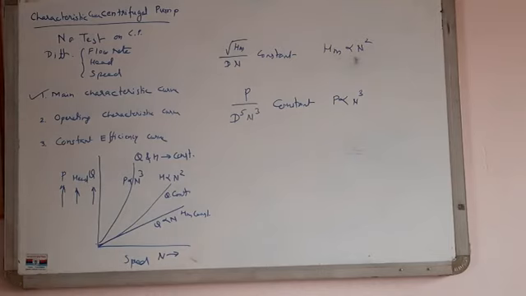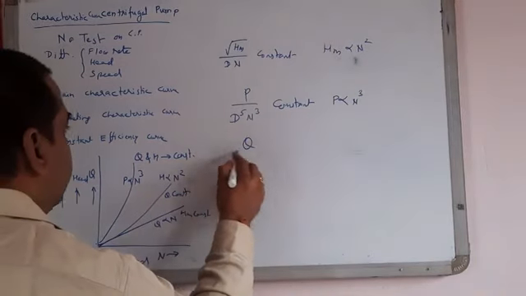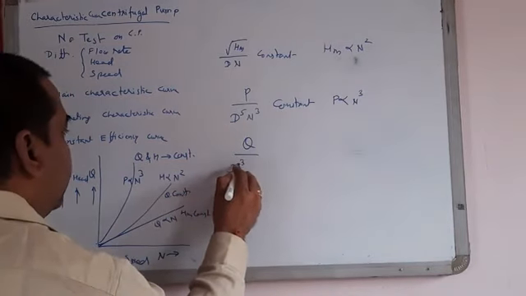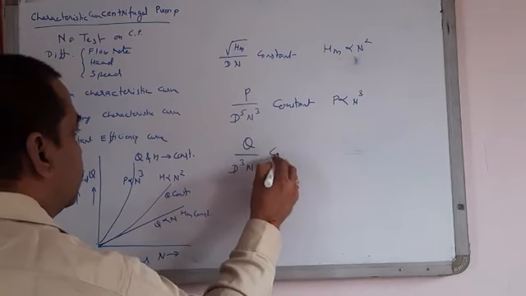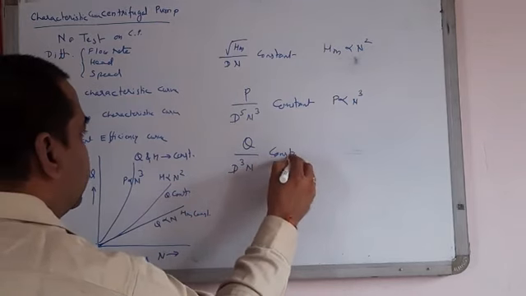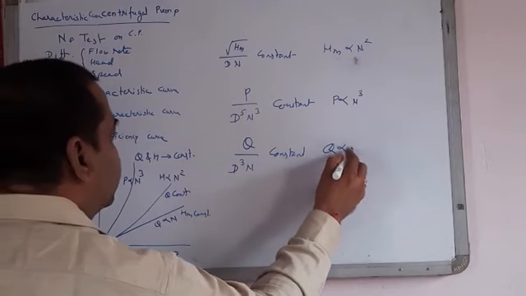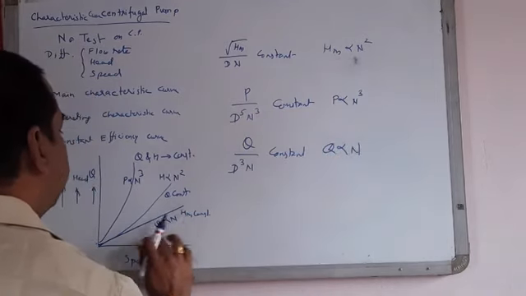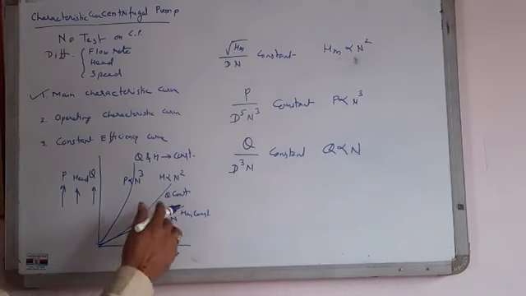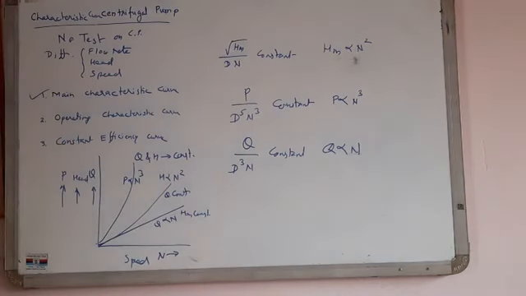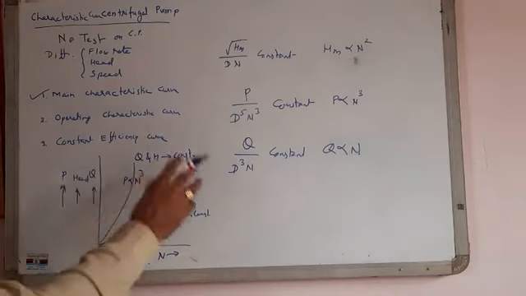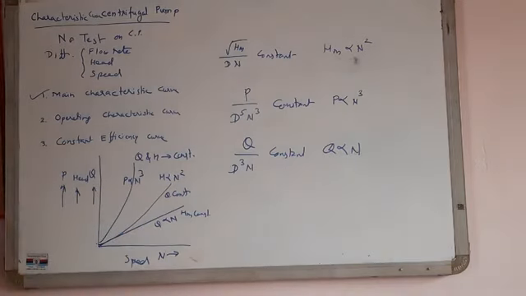And next, Q by D cube N is constant. So here Q is proportional to N. Here head is constant, so this is a straight line. So these are the main characteristic curves of a centrifugal pump.